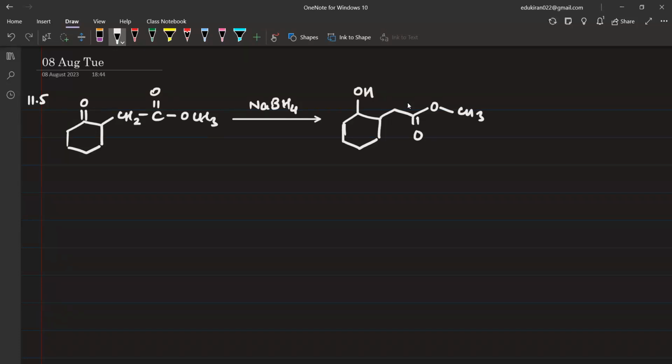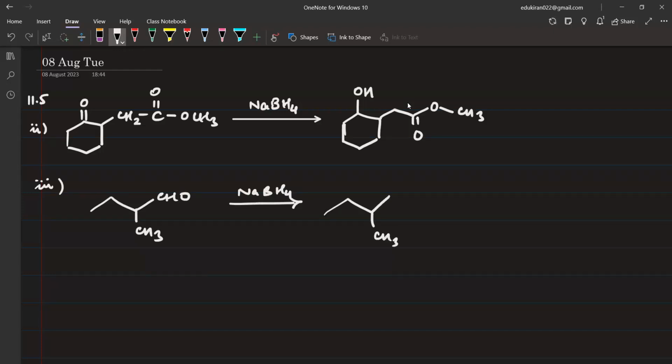11.5, I think this is the second one. And for the third one, we have 1, 2, 3, 4 carbon atoms, CHO, and here we have a CH3. In the presence of NaBH4, the aldehyde will get converted to alcohol. So I will have 1, 2, 3, 4 carbon atoms, this CH3 as it is, and this carbon atom will get OH.